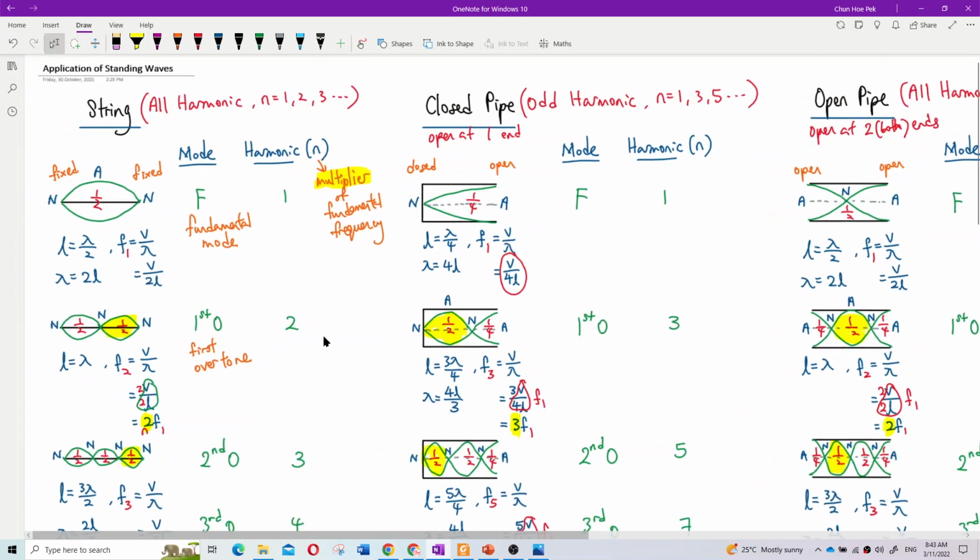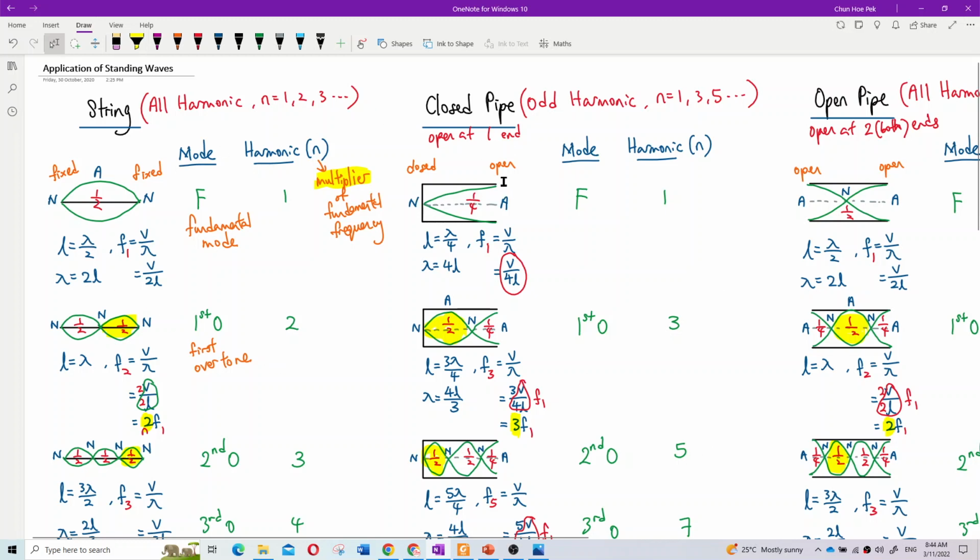Okay, so the important thing is you must know the first one. The fundamental mode. If you know the first one, the rest you can generate. You can derive yourself. Okay, how about the closed pipe?